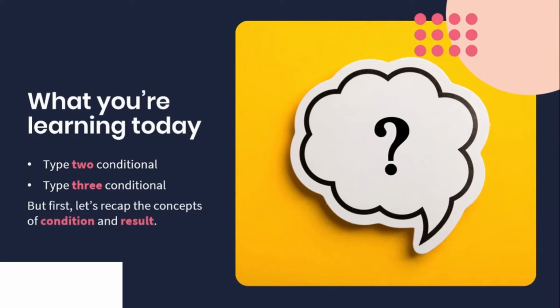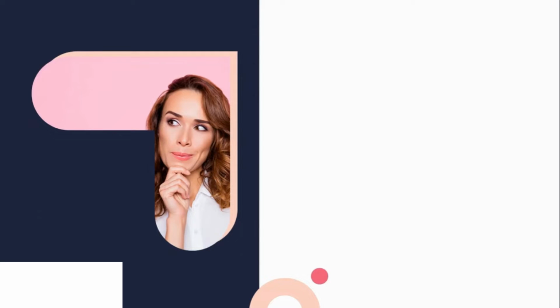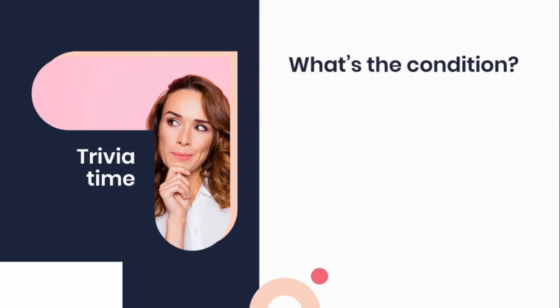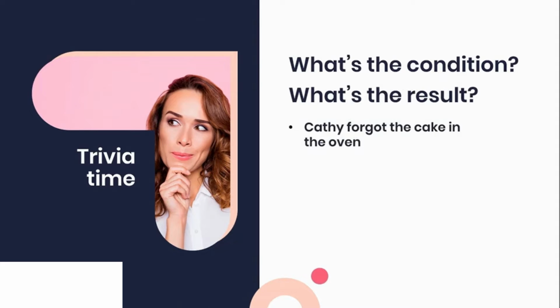But first, let's recap the concepts of condition and result. We'll recap these concepts by having a quick trivia session. In the following sentences, which one is the condition and which one is the result? Kathy forgot the cake in the oven. The cake burns. I'll give you a few seconds to think about it.